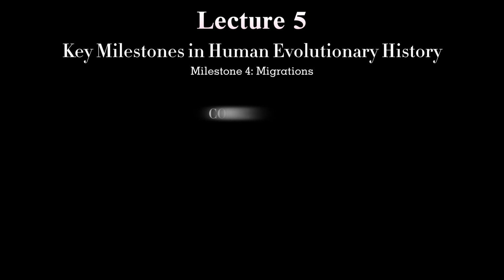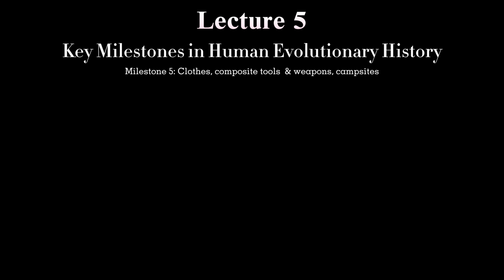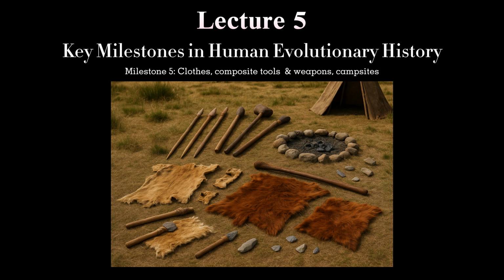Our conclusion is as follows. Proto-human long-range migrations were unrelated to symbolic thought and language, and showed no evidence of serving as precursors to true humanness. Milestone 5. Another important milestone includes the development of skills associated with early human civilization: the use of clothing, the creation of composite tools and weapons, and the establishment of organized campsites.